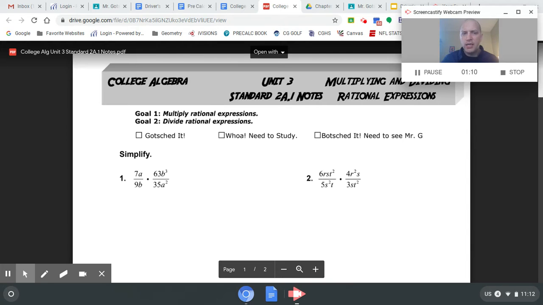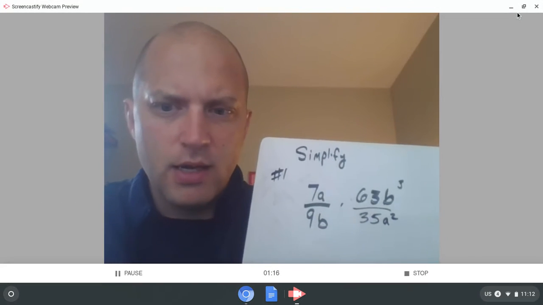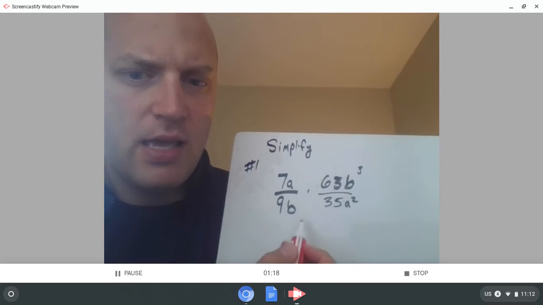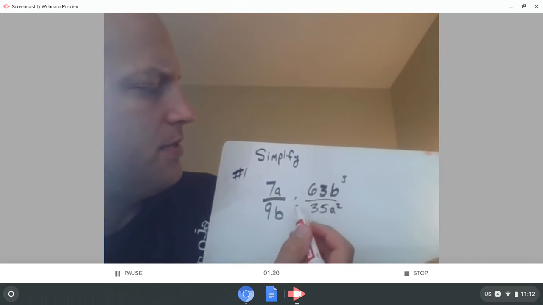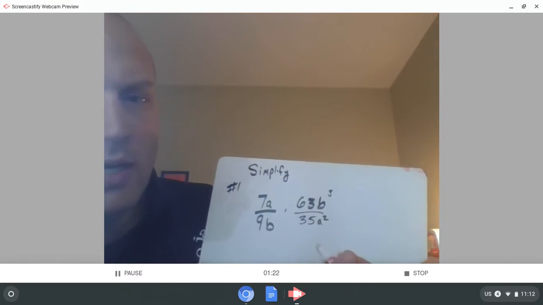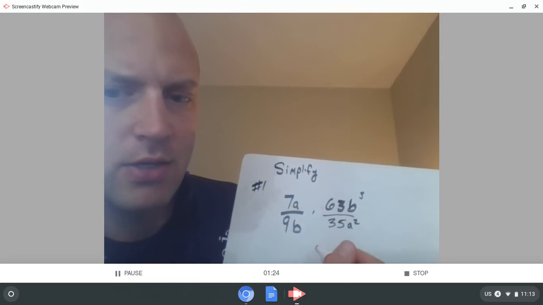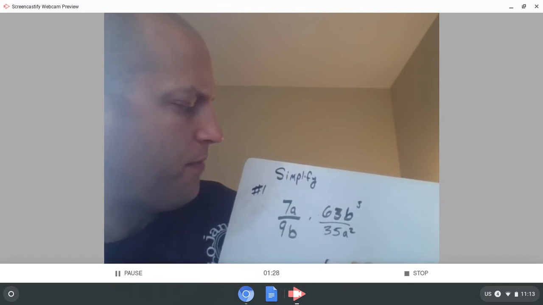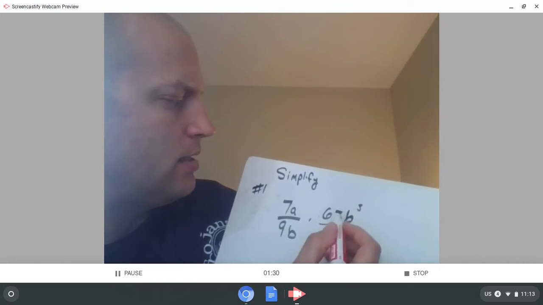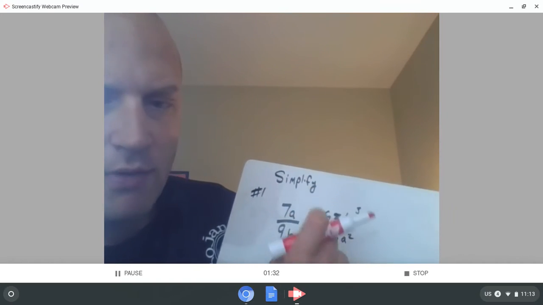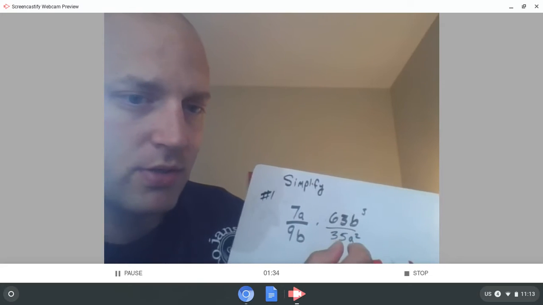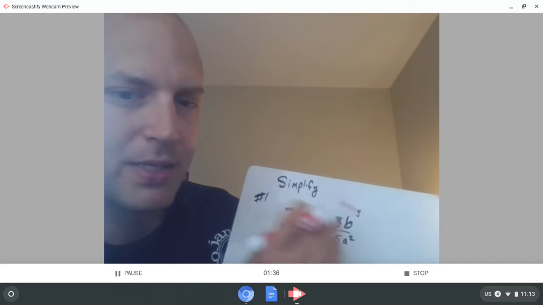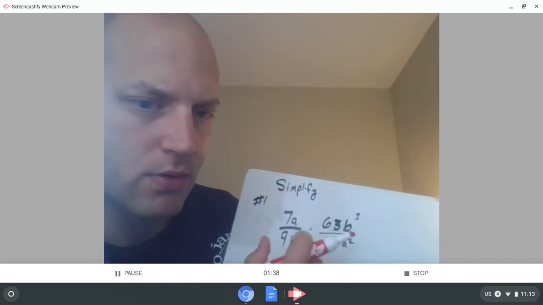Okay, so example 1, and I'm going to blow this up now so you can see this. I'm going to take 7a over 9b, times 63b cubed. The first option that you guys can do is look to reduce right away. And this is what I prefer. I like just reducing. I see 63 and 9. So again, whatever's on top or bottom can be reduced. Tops and bottoms reduce, but tops don't reduce tops, bottoms don't reduce bottoms.